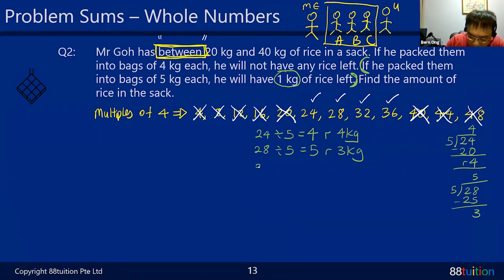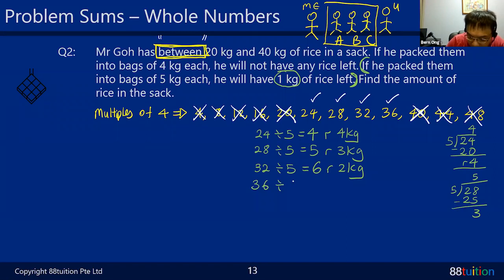Next one, 32. You can actually use mental calculation already. 32 divided by 5 is what? 32 is near to 30. So it's 5 times 6, which is 30, remainder 2 kg. Is that what the question wants? No, I want 1 kg. Then you try the next one.